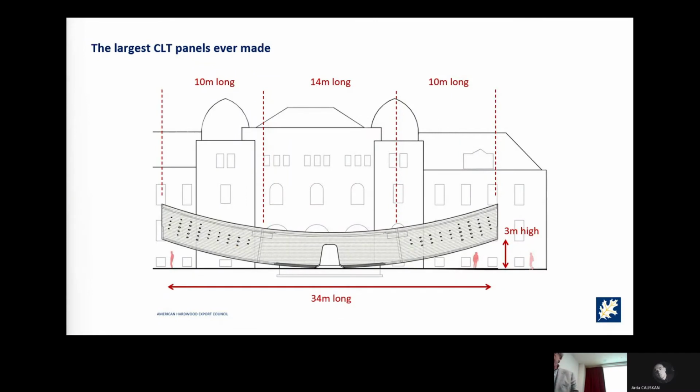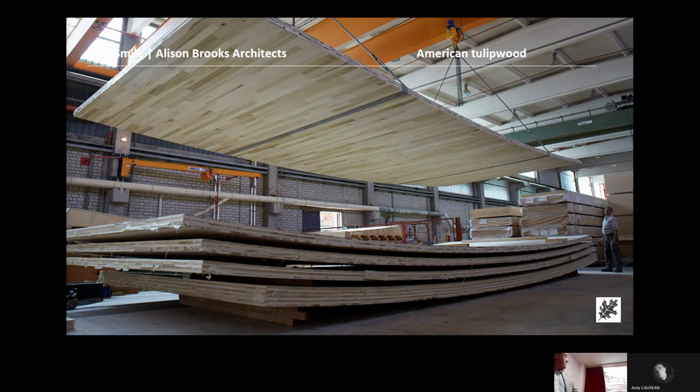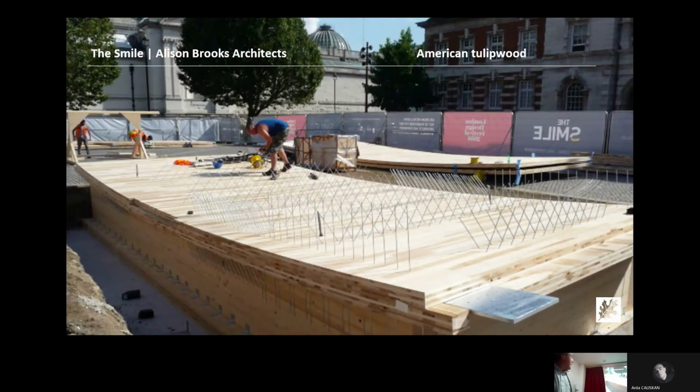That was the size. It was 34 meters long, 3 meters high, with 14 meter long panels in the middle and 10 meter long panels on the ends, all in different thicknesses according to the structure. That was some of the panels being manufactured. And that is actually on site in the quadrangle of Chelsea Arts College, next door to the Tate Gallery, which you see in the background.